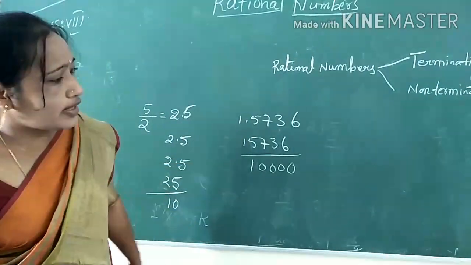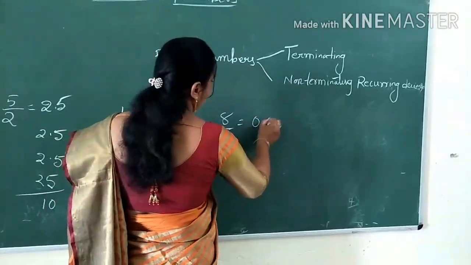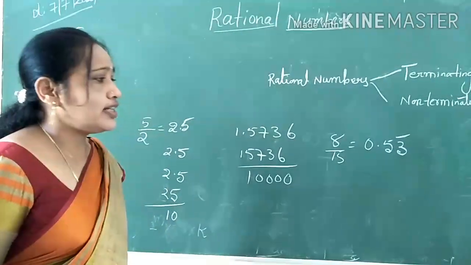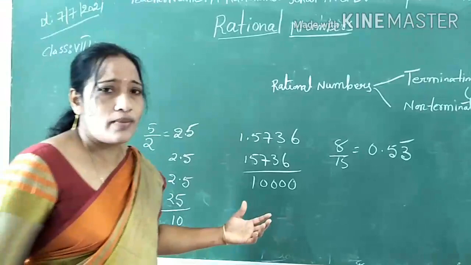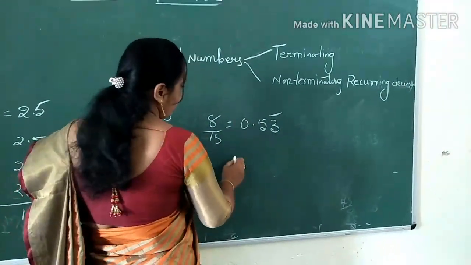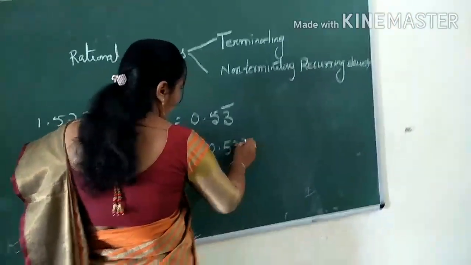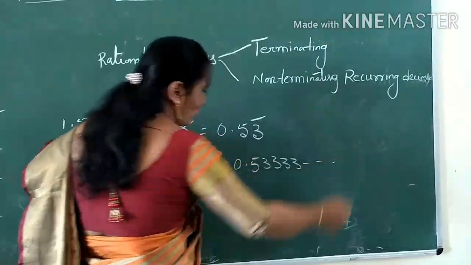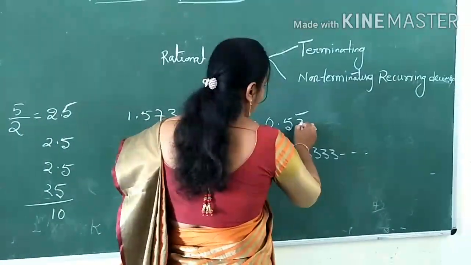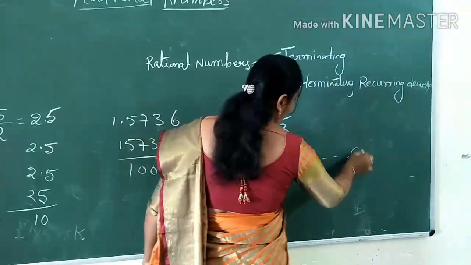Next one, 0.53 bar. This is a non-terminating recurring decimal. We also convert it into fractional form. First of all, we take x equal to 0.5333 and so on. Which number is repeated many times? 3, 3, 3, 3 and so on. Next, how many numbers are repeated here? Only 1. So we have to multiply both sides.